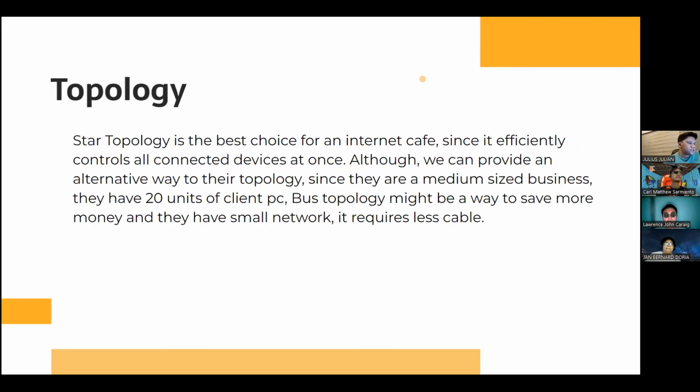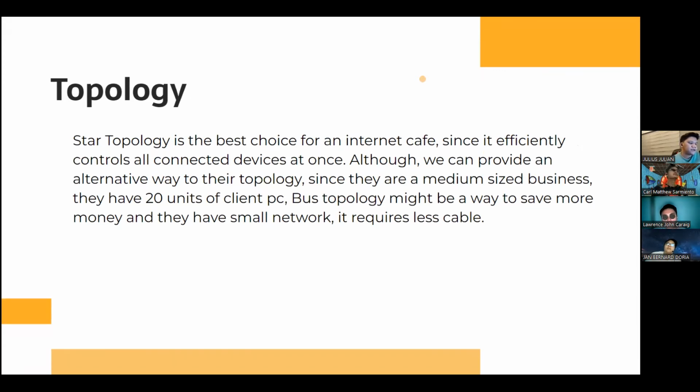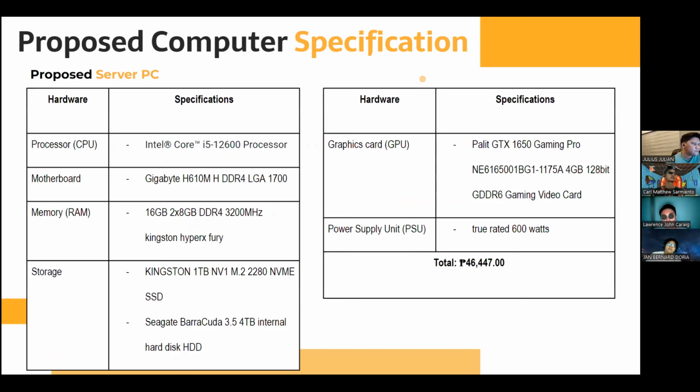For topology for an internet cafe, star topology is the best option because it effectively manages all connected devices at once, despite the fact that we can offer them an alternative topology, given that they are a medium-sized business and have 20 client computers. So bus topology may be a better option for them, given that it uses less cable and can save them money. Next slide, please.